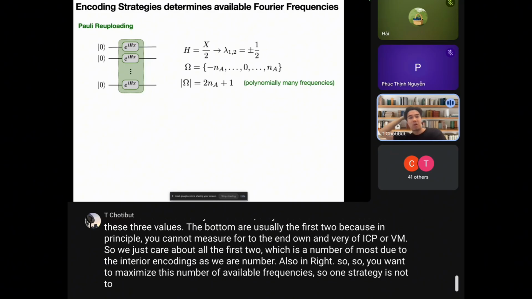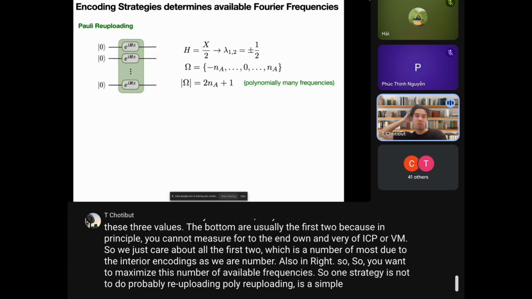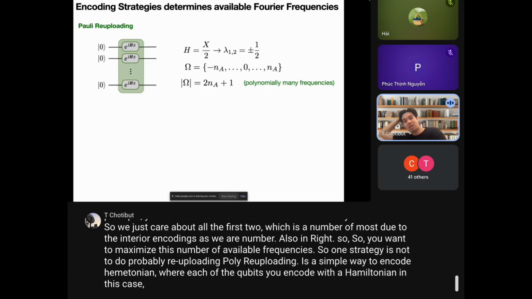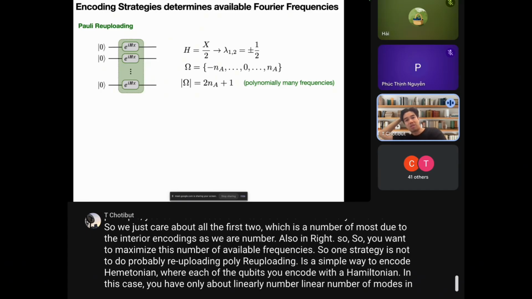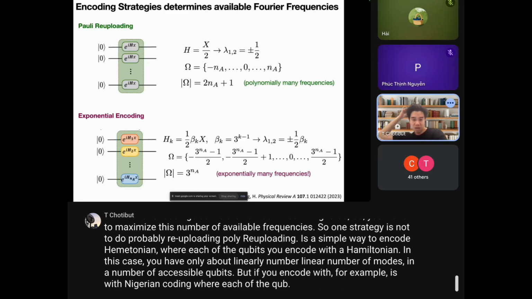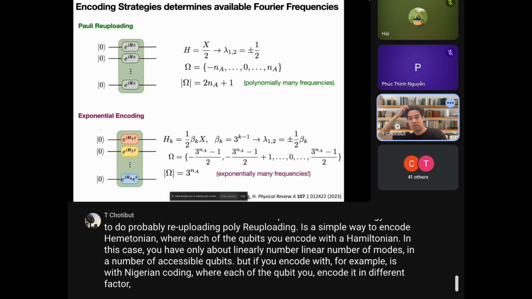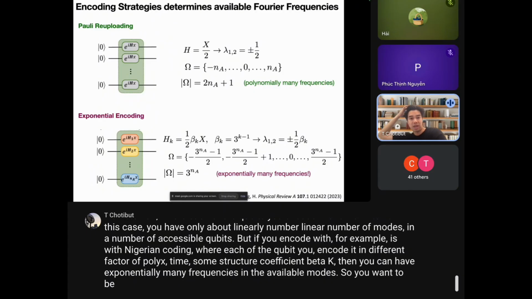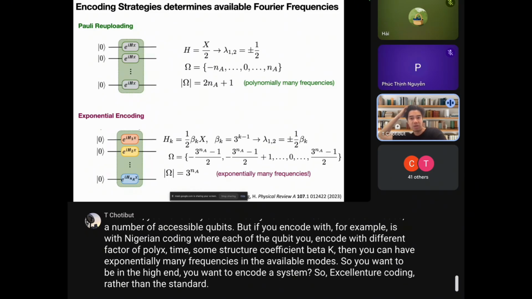So one strategy is not to do Pauli reuploading. Pauli reuploading is a simple way to encode the Hamiltonian, where each of the qubits you encode with the same Hamiltonian. In this case, you have only a linear number of modes in the number of accessible qubits. But if you encode with, for example, exponential encoding, where each of the qubits you encode with a different factor of Pauli X times some structure coefficient beta k, then you can have exponentially many frequencies in the available modes. So you want to be in the high end. You want to encode the system through exponential encoding rather than the standard Pauli reuploading.